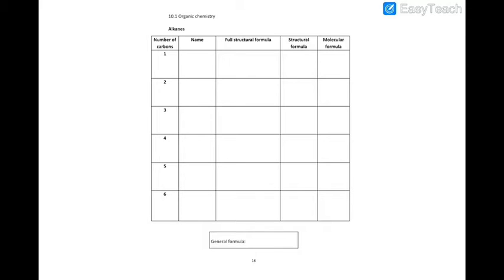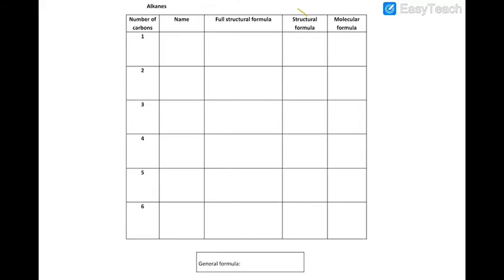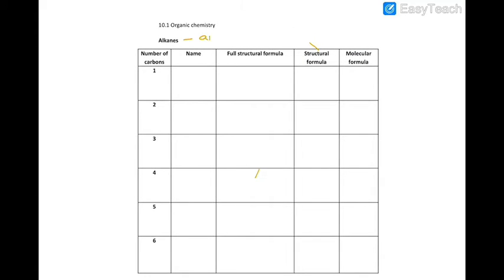Let's see alkanes, the homologous series. So alkanes, the name will end with -ane. So 1 carbon, methane, 2 carbon, ethane, 3 carbon, propane, 4 carbons, butane, 5 carbons, pentane, 6 carbon, hexane, and so on.